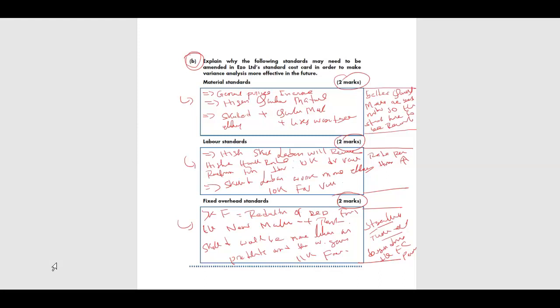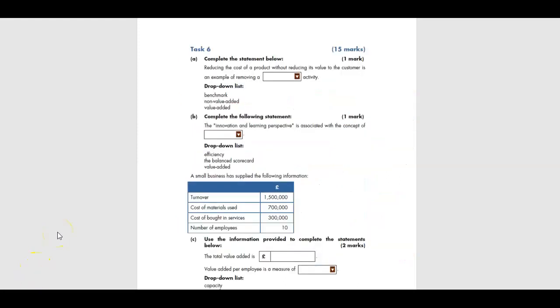Let's move on to the next question. Task number 6, we have this question for 15 marks. So let's have a look what we have in this question. Complete the statement below. Reducing the cost of product without reducing its value to the customer is an example of removing a non-value activity.